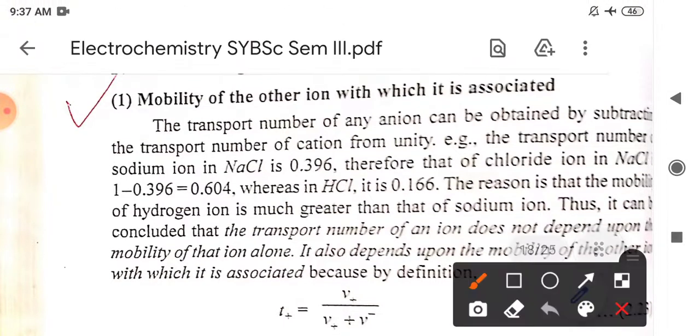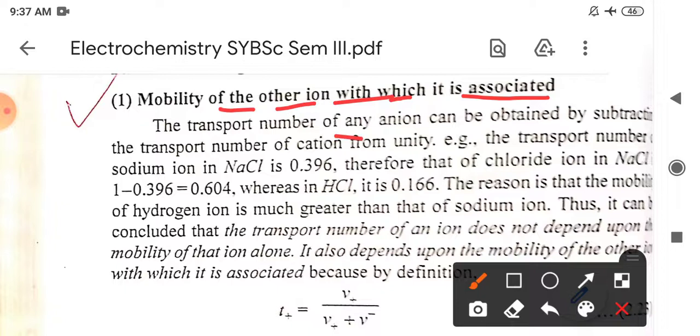So first is the mobility of the other ion with which it is being associated. It is also a velocity-related factor, because the velocity of a cation will also depend upon the density of the solvent and also the counter ion. So that also decides the velocity. So the first factor is the mobility of the other ion with which it is associated.